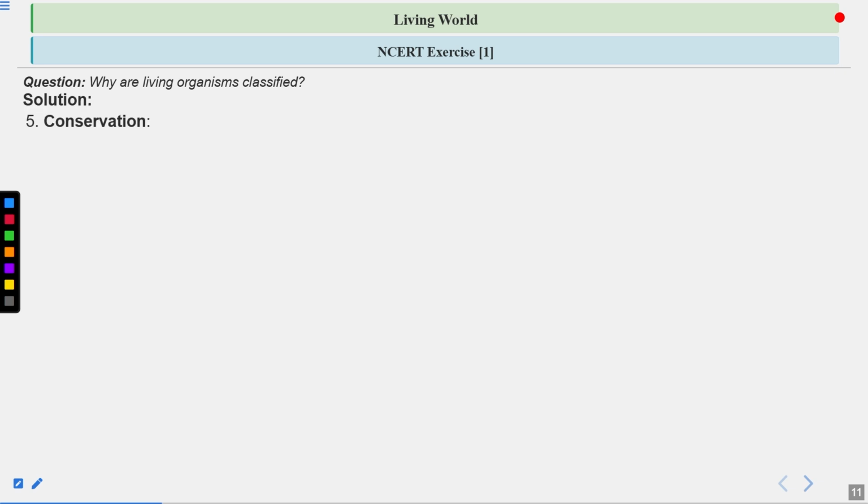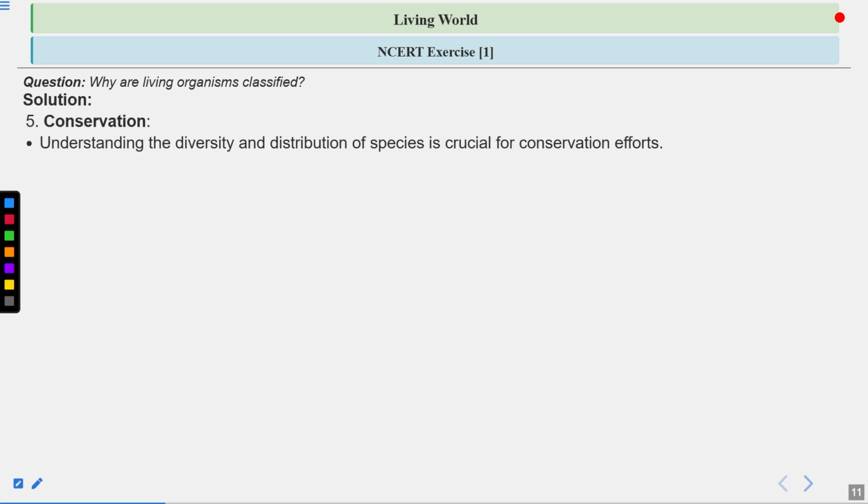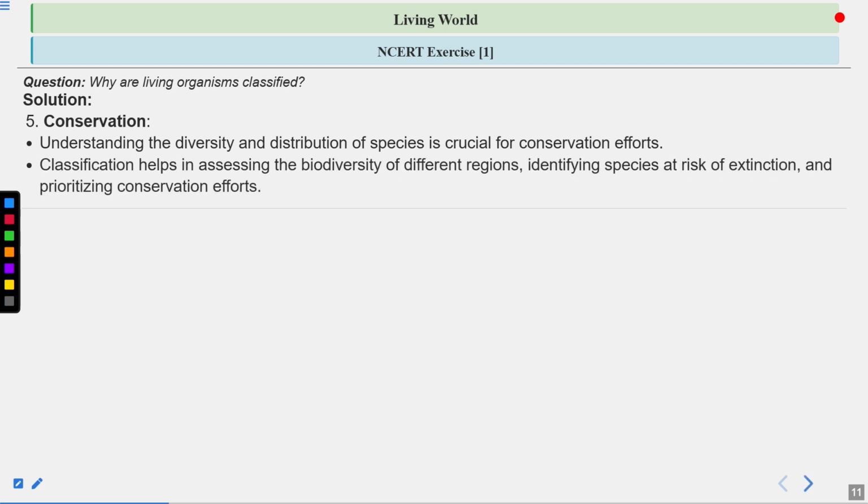The next one is conservation. So you can conserve the endangered species. Classification helps in assessing the biodiversity of different regions. So by classification, what can you do? By grouping these living organisms into various categories, you can assess the biodiversity which is present in a particular region. So this will help you in identifying the species at risk of extinction.